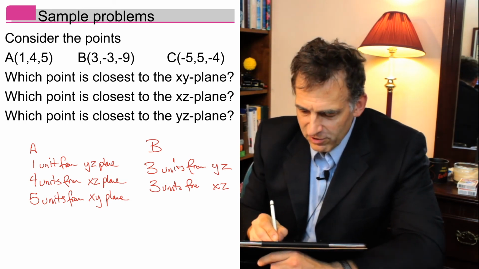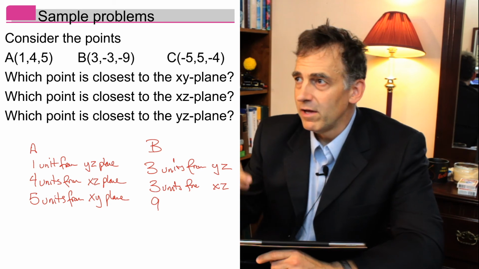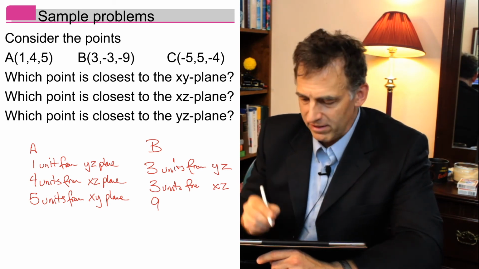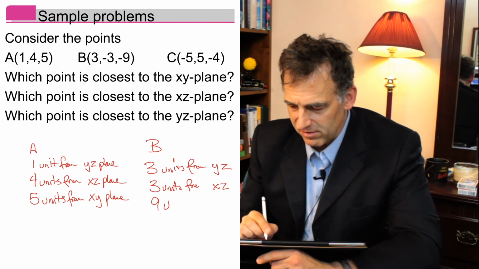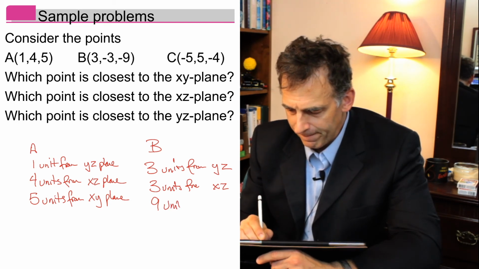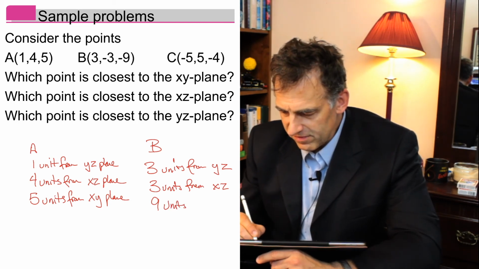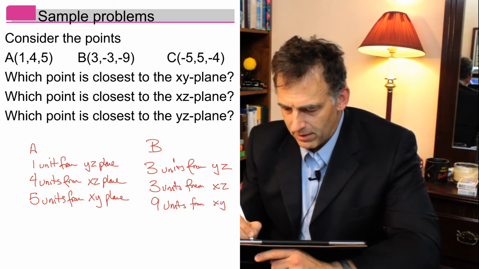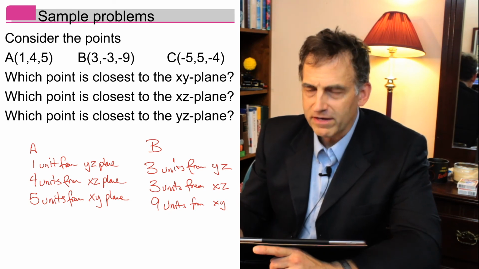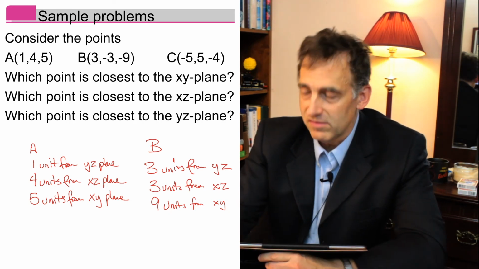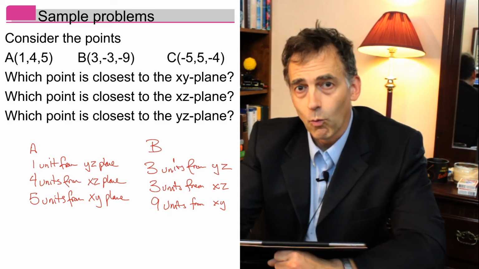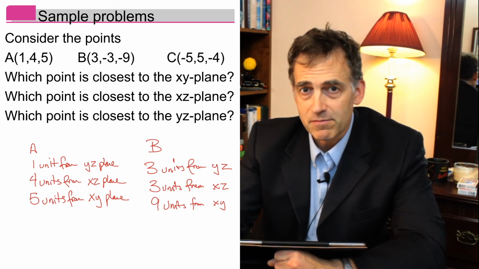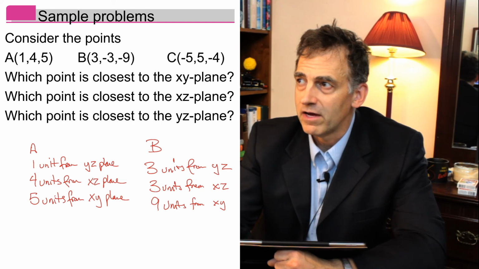And then you're also 9 units. You happen to be below that; z equals -9 for this point means that you're below the xy plane, but you're still 9 units from it. Okay, so now that we got that straight, we can just talk about C. C is 5 units from the YZ plane. It's 5 units from the XZ plane and 4 units from the XY plane.